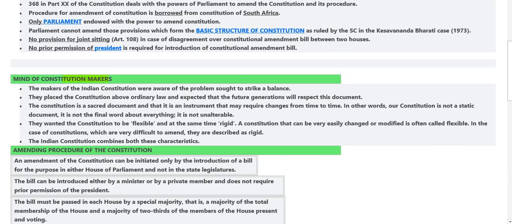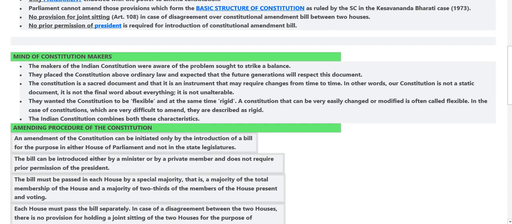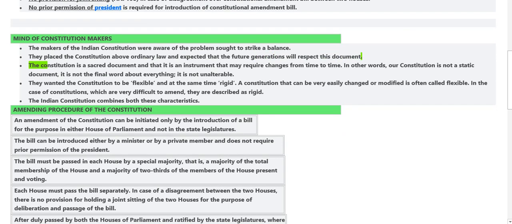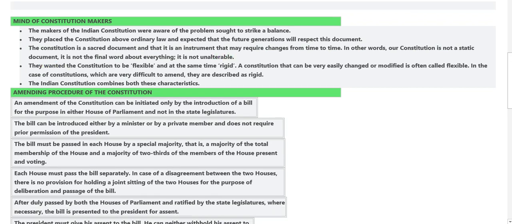Mind of the Constitution makers. The makers of the Indian Constitution were aware of the problem and sought to strike a balance. They placed the Constitution above ordinary law and expected that future generations will respect this document. The Constitution is a sacred document and it is an instrument that may require changes from time to time. In other words, our Constitution is not a static document, it is not the final word about everything, it is not unalterable. They wanted the Constitution to be flexible and at the same time rigid.